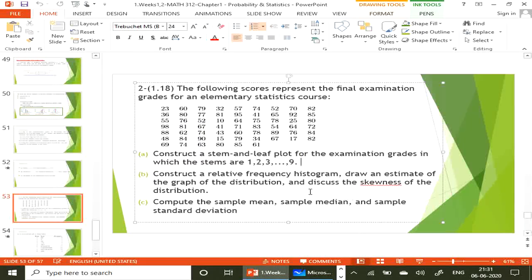Discuss skewness. We will discuss skewness later. Draw an estimate of the graph of the distribution, or construct a relative frequency histogram. Estimate the graph of the distribution. Okay, we will do it. First, you should have the classes here for relative frequency. We need them to construct the histogram. We need the midpoint of the interval as well. Okay.